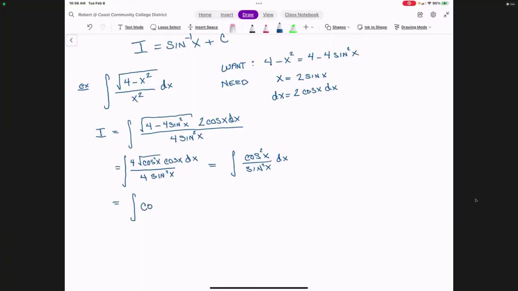And that is the integral of cotan squared x dx.